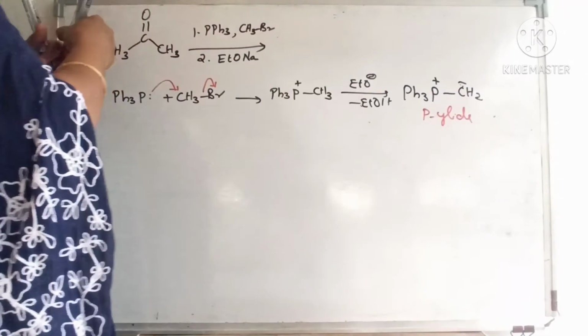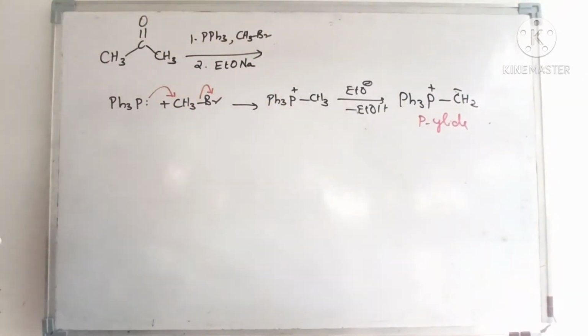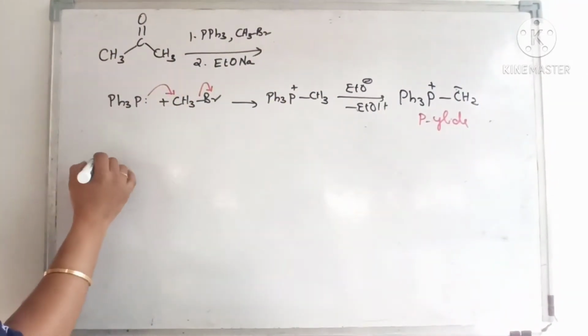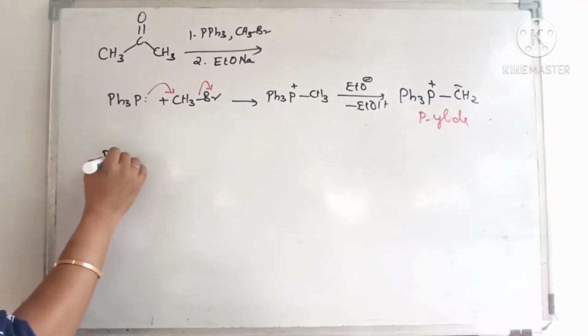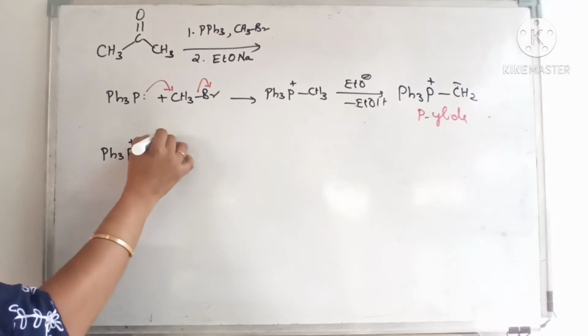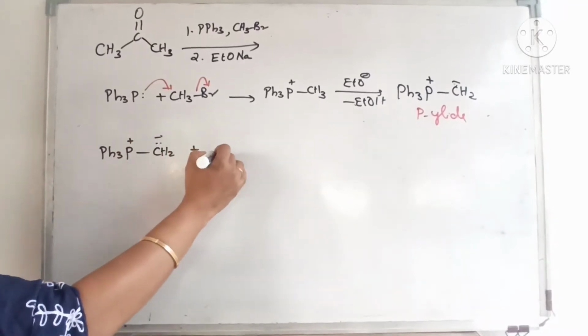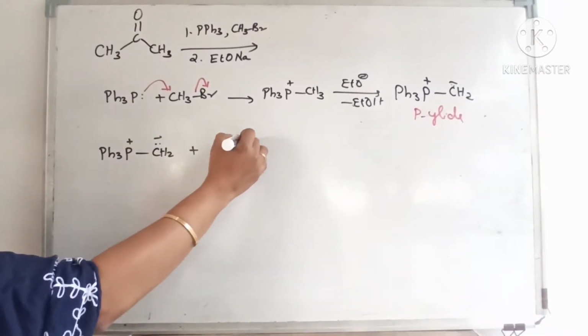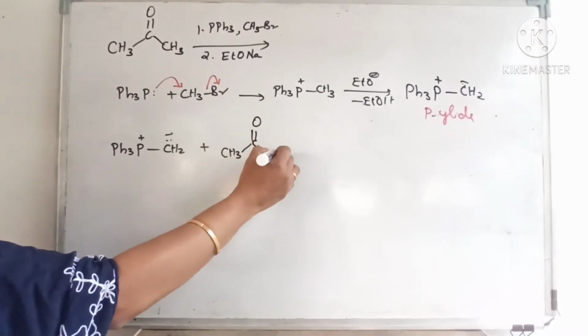In the next step, what will happen? The generated phosphorus ylide will react with your carbonyl compound. Let us see how this happens. Ph3P plus CH2 minus will now react with acetone. This is the ketone that we have taken.